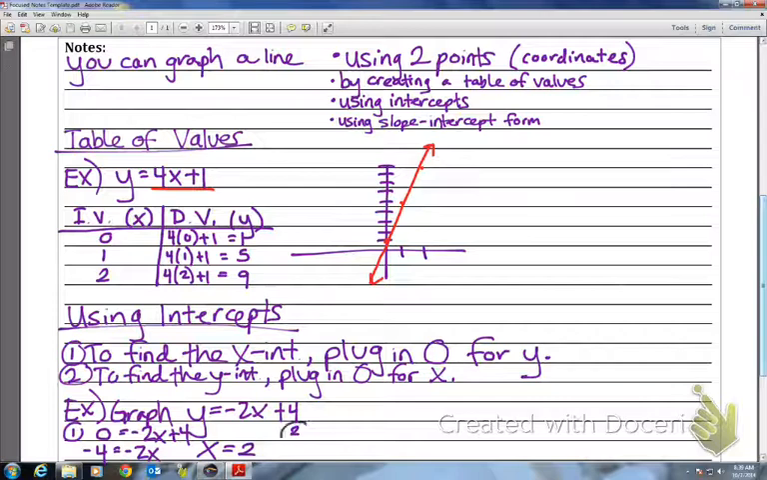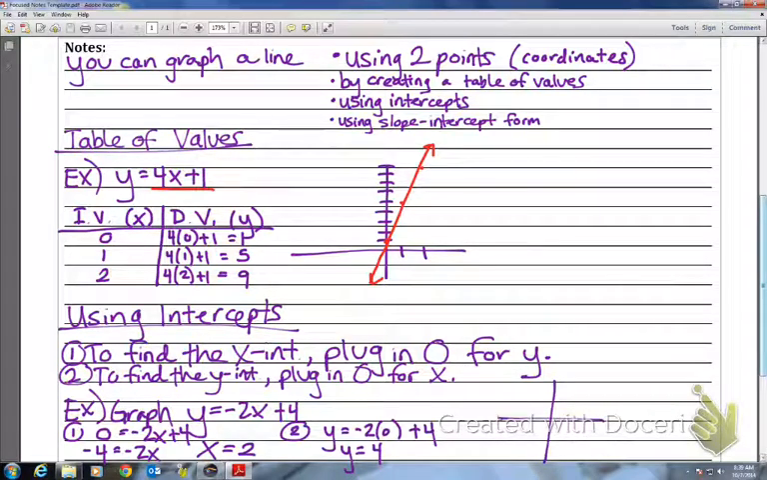To find my y-intercept, I do the opposite. I plug in 0 for x. So I have y equals negative 2 times 0 plus 4. Negative 2 times 0 is 0, so 0 plus 4 is 4. So my y-intercept is 4.